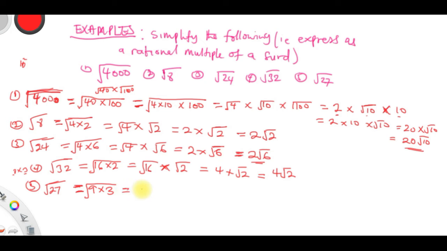Then you separate them. So you get 9 under its own square root sign, times 3 under its own square root sign. What is the square root of 9? The square root of 9 is 3. Then times the square root of 3. So 3 times root 3, which is 3 root 3.